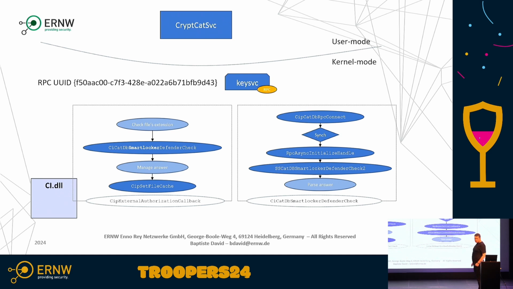And what does this function do? Well, it's very simple. It directly makes an RPC call to a function inside this service. So this is how the WDAC makes the transition for smart app control between the kernel and the user mode in Windows.